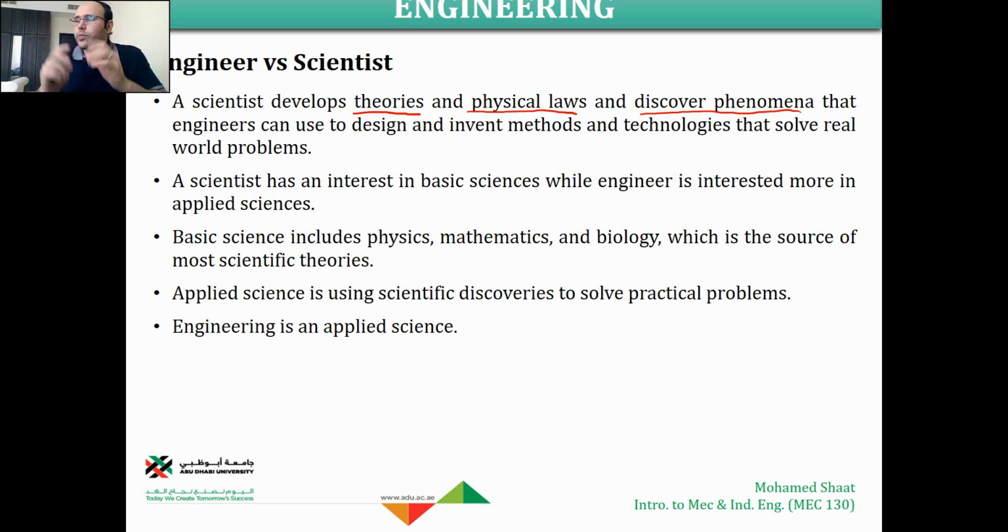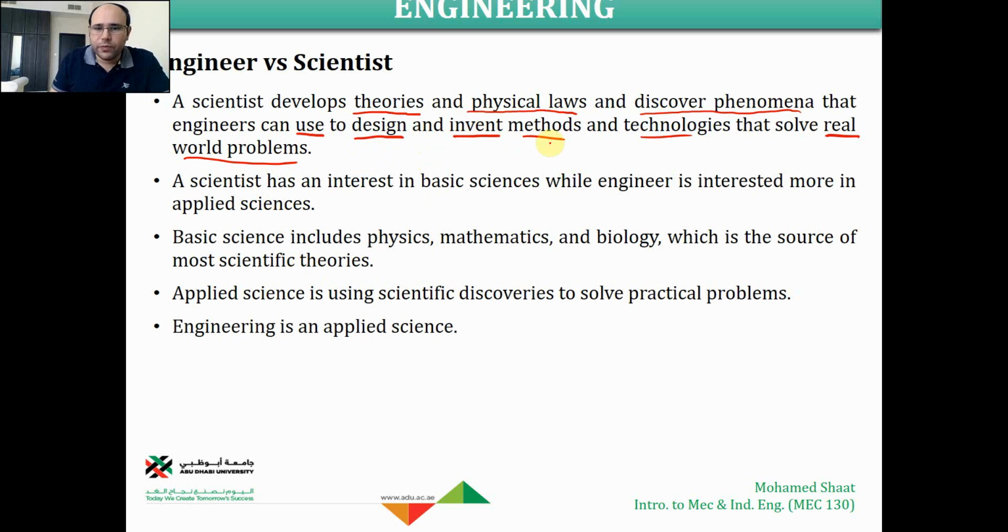The scientist developed the theory, developed the physical law, discovered the phenomena. So the engineer should understand, should study these theories, physical laws, and these phenomena. Then he should find a way to design. He should know how he can use these theories to design or invent new methods, technologies that would solve real world problems. So again, we design for a reason.